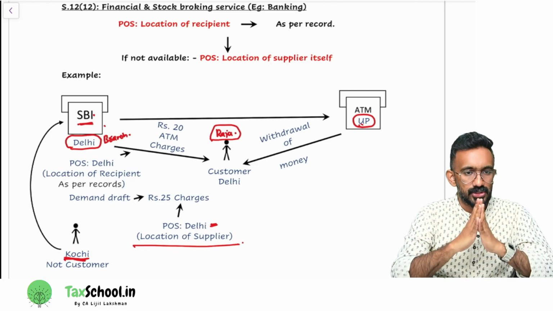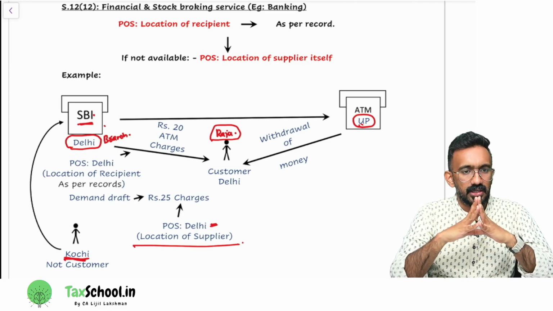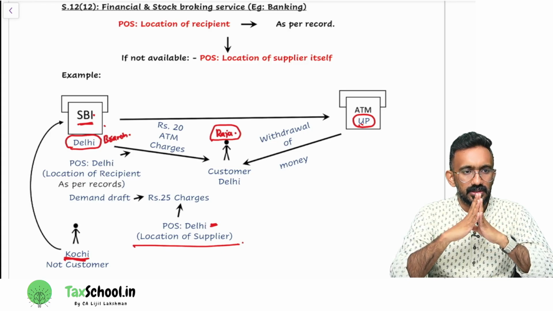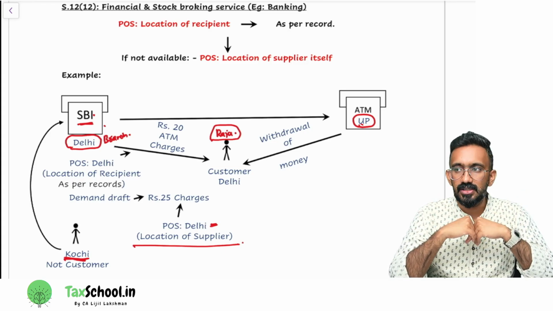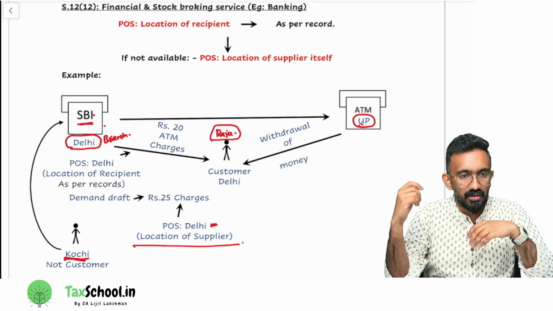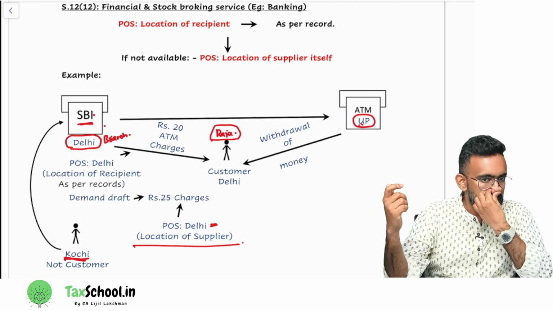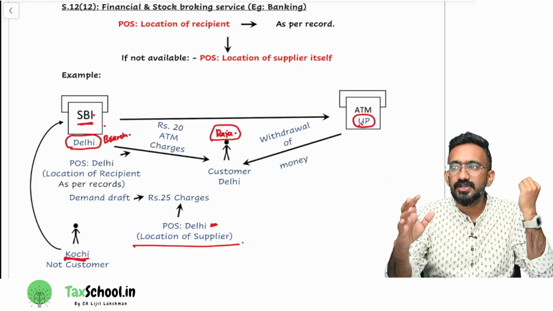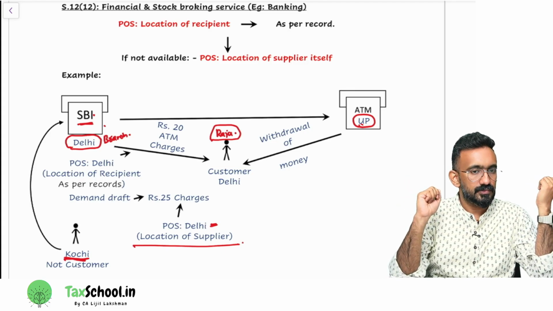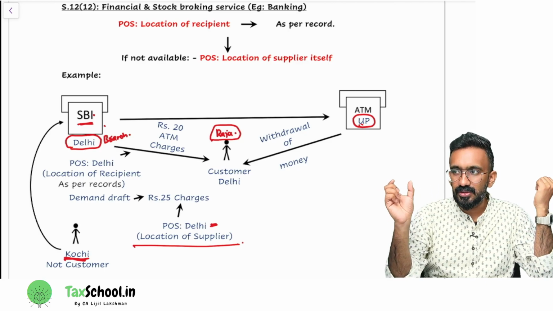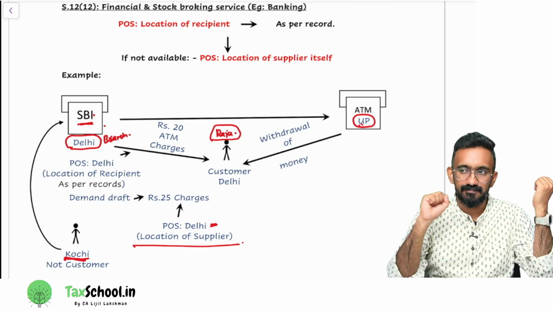You have to ask the question whether State Bank of India knows the address of the recipient of service here. Whether State Bank of India knows the address of this customer? Yes. At the time of opening the bank account, they have the address. What is the address? Delhi. Even though he withdrew money from UP and the charge was because of that, place of supply would be the location of the recipient itself.